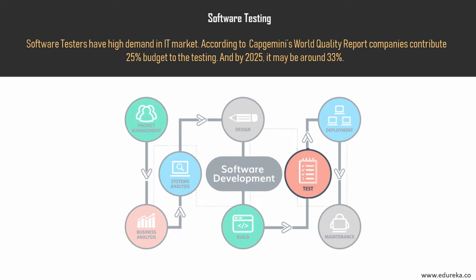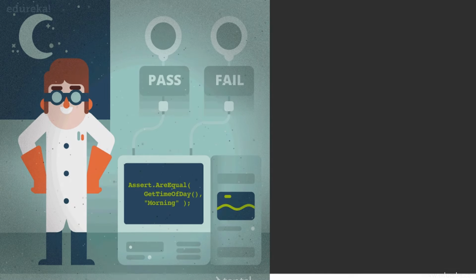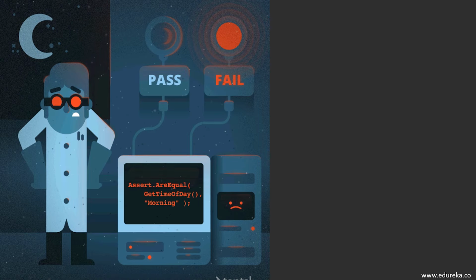Today's tester has a high demand in the IT market. According to recent reports, companies contribute about 25% of budget to testing alone, and by 2025, it may be around 33%. Well, that points out the demand for testers these days. Software testing is basically divided into two types: manual testing and automation testing.